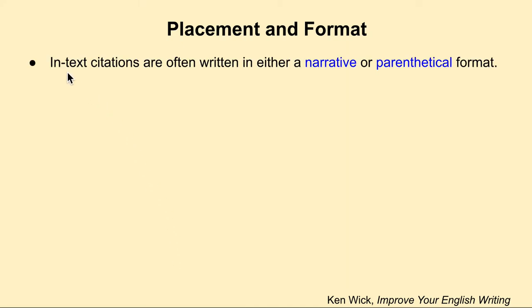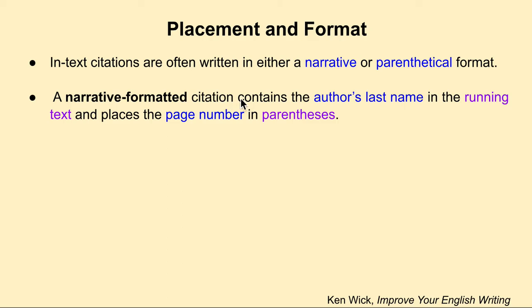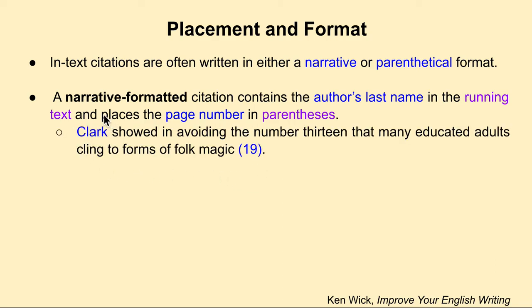And in-text source citations are often written as either a narrative or parenthetical format. Basically, in all of the videos up to this point, you've seen the parenthetical format, but they can be written in either format. The narrative formatted citation contains the author's last name in the running text and places the page number in parentheses. So it looks like this. Clark showed in avoiding the number 13 that many educated adults cling to forms of folk magic. Here you've already said that this is from Clark, so you don't have to put it in the parenthetical comment, because putting Clark there would be redundant.